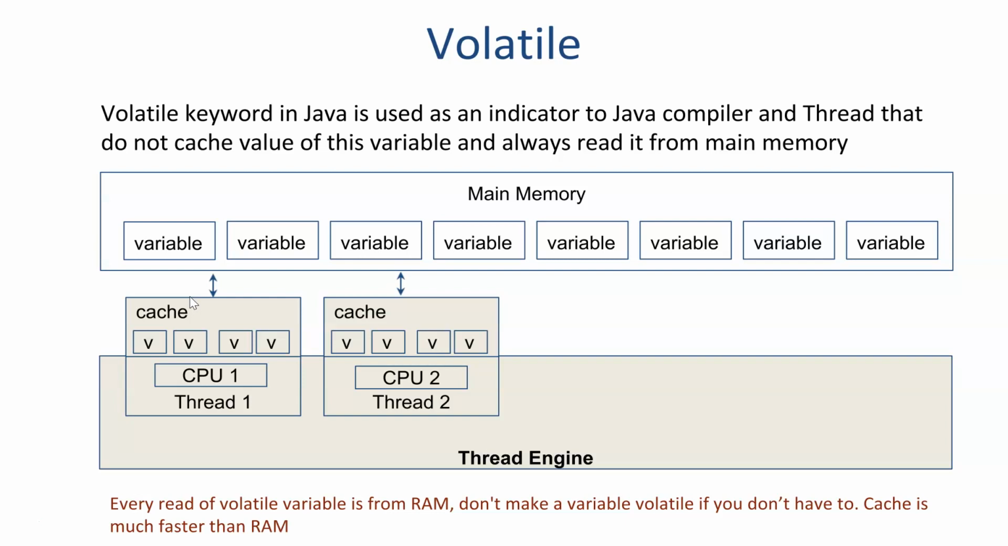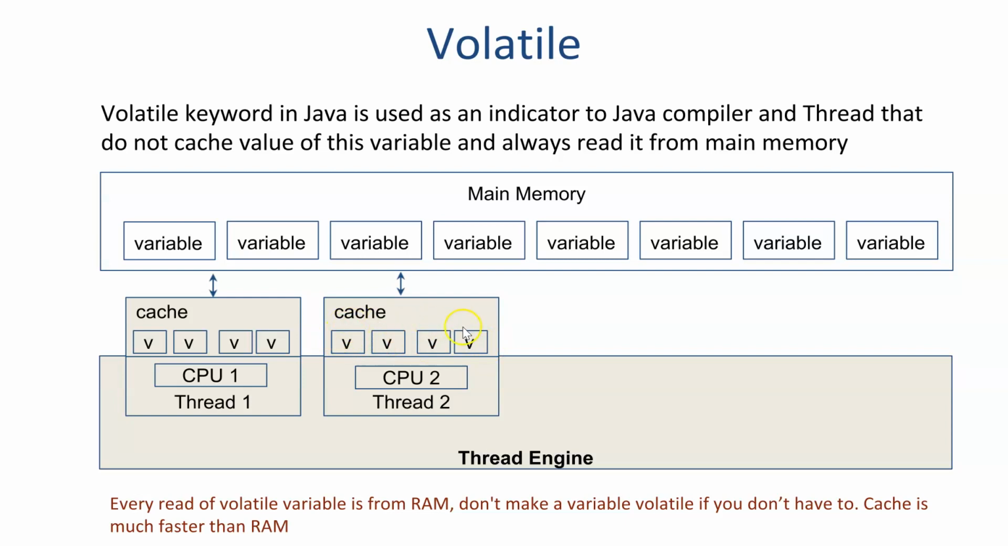The volatile keyword in Java is used as an indicator to the Java compiler and threads not to cache the value of this variable and always read it from main memory. So let's look at this diagram below. You have the main memory or RAM, and you have variables in this RAM. Then you have a threading engine and then you have threads, thread 1 and thread 2. Each thread is running on a CPU and has its own local cache with its own variables, and thread 2 is on this CPU too and has a local copy of these variables.